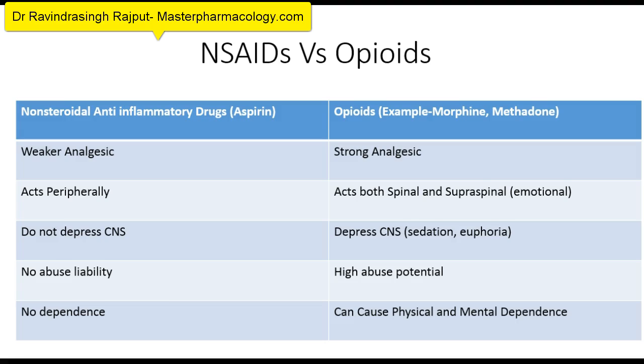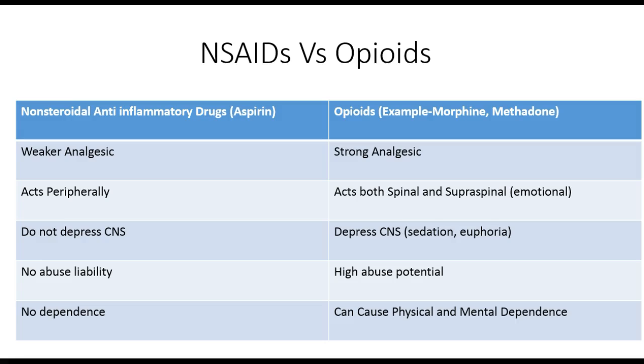The first difference you should understand is NSAIDs are weaker analgesics, and they are mainly used for mild to moderate pain, whereas opioids are very strong analgesics and they can be used for moderate to severe pain, which includes fracture pain, pain from joint reduction or joint dislocation, accidents, and terminal cancer.